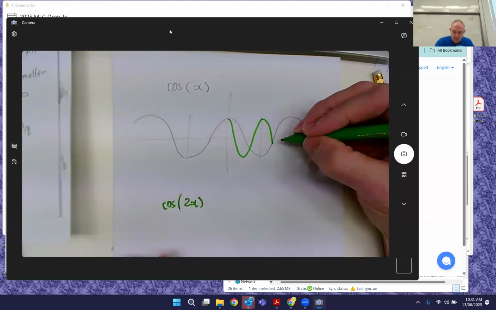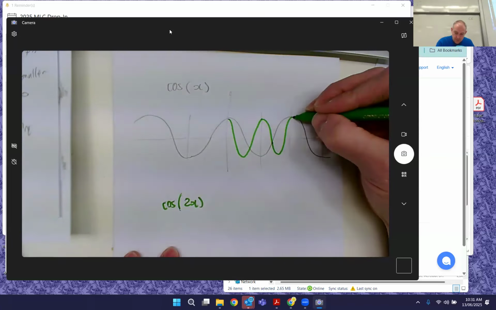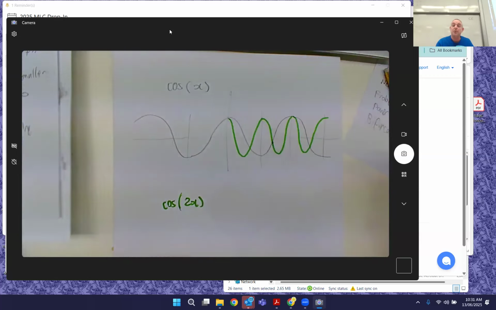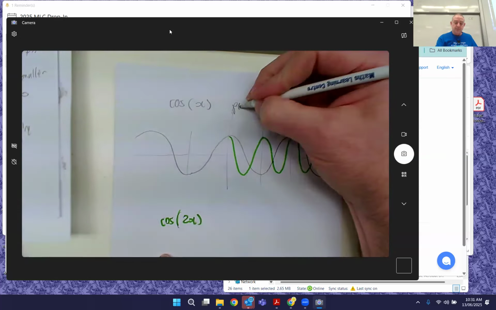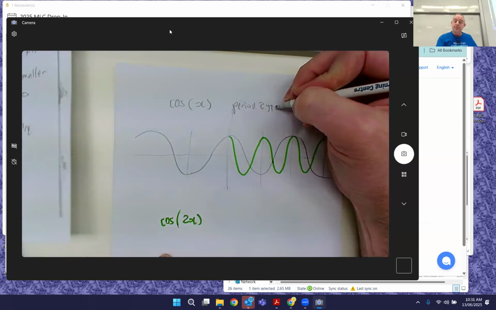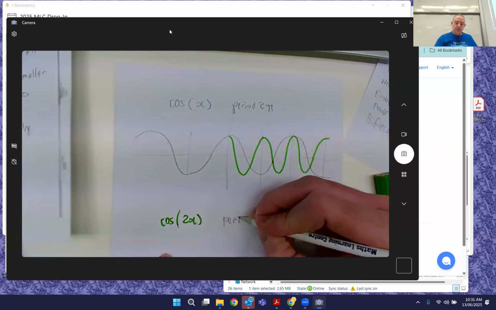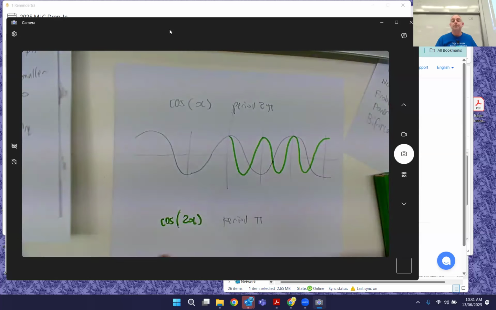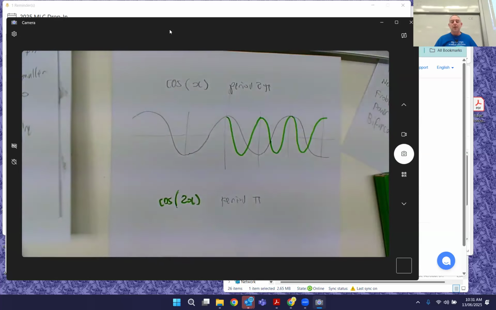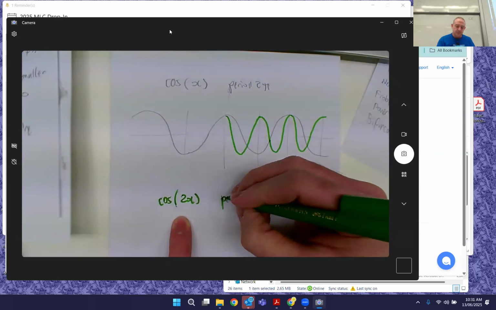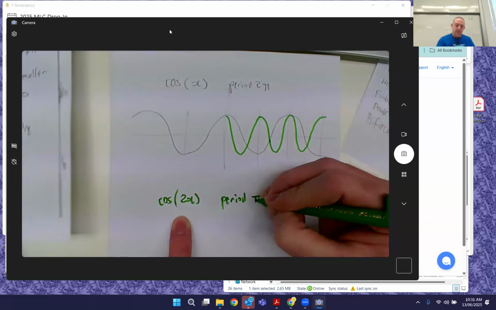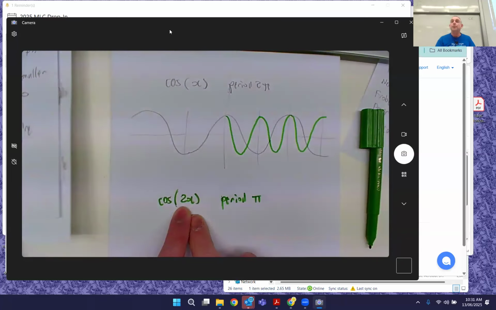Have I done that right? Yes. Right? Happens twice as fast. So what that means is this one had period 2 pi, and this one had period pi. So replacing x with 2x divided the period by 2. Is that okay?